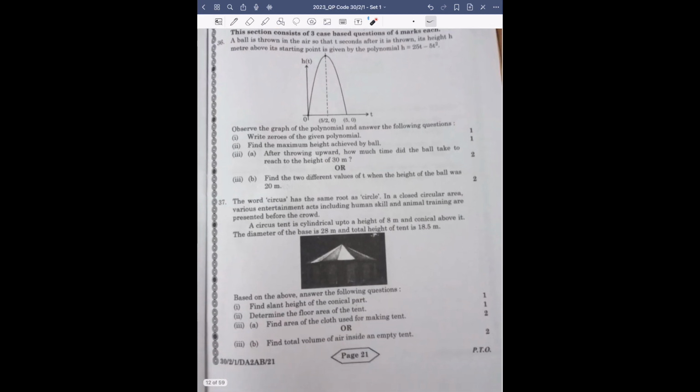This is from volume and areas. It's not a tough question, it's an easy question. It says the word circus has the same root as circle, in a closed circular area. So this is a tent, right? Imagine this is your tent, like this, and this is circular. This is also circular. Then it's like a cone on top and a cylinder at the bottom. We'll make this diagram.